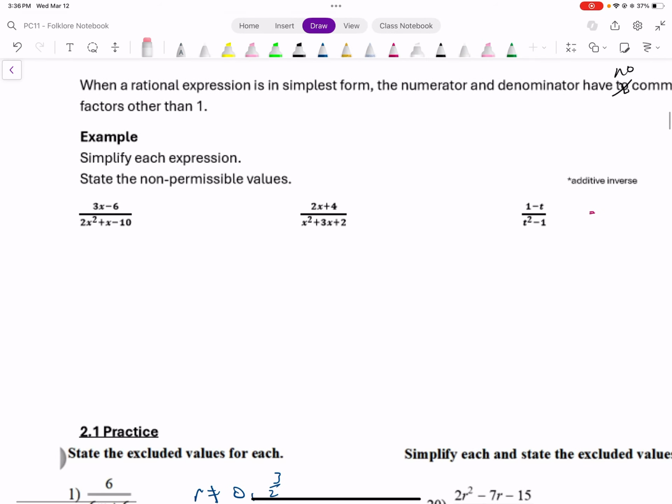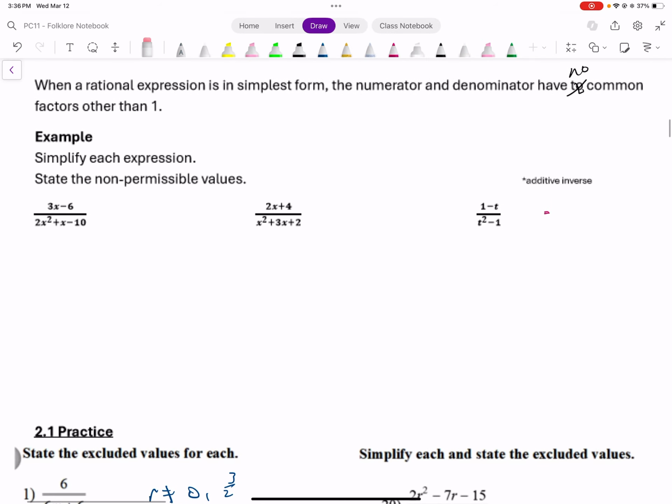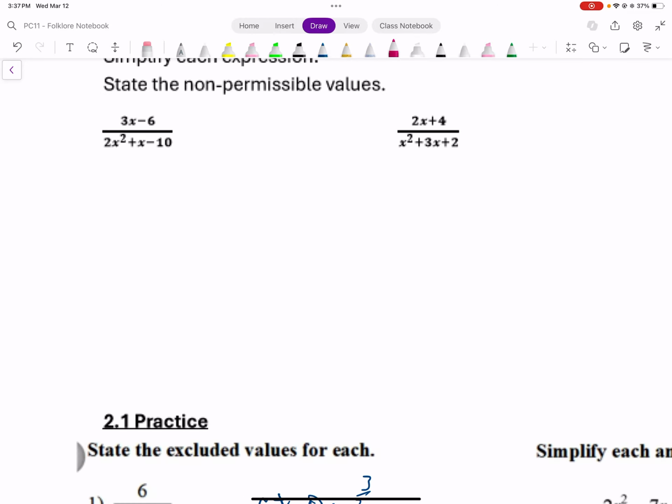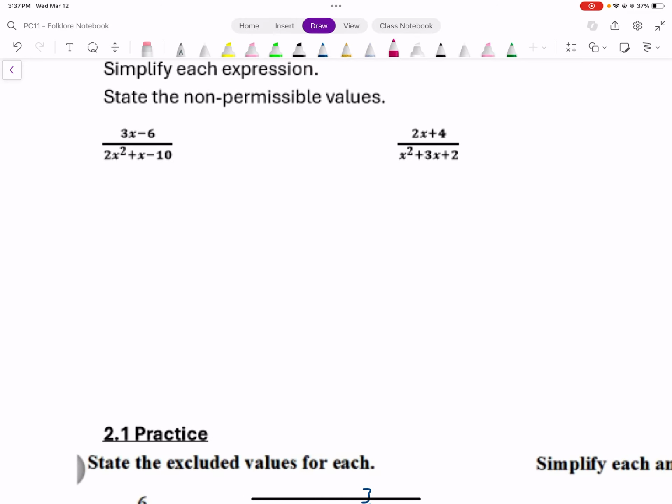So a rational expression is in its simplest form when the numerator and denominator have no common factors other than 1. So I guess we're getting pretty far into our factoring journey here for sure. We're going to simplify each expression and state non-permissible values. So I'm going to factor the numerator. I'm going to factor the denominator.